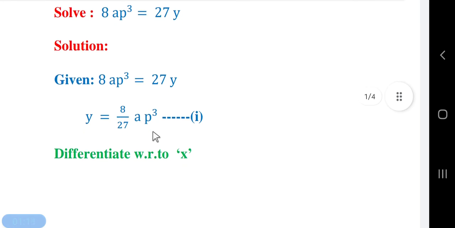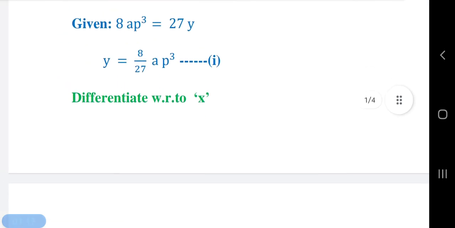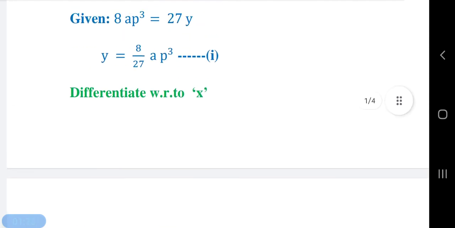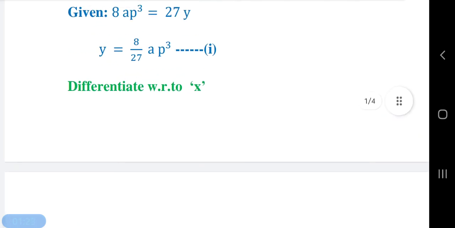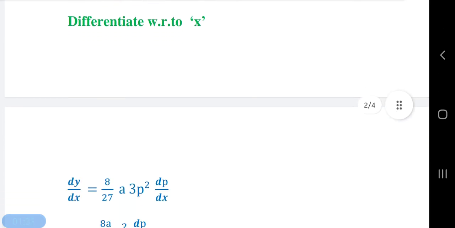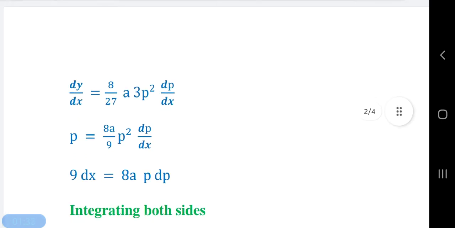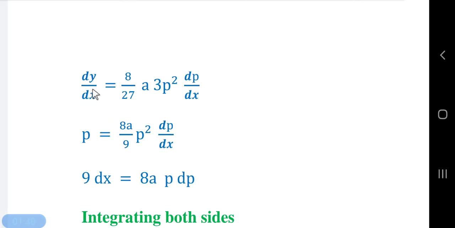Now I differentiate with respect to x. So y becomes dy by dx, and 8 by 27a is a constant, you write it as it is. Then p cube becomes 3p square dp by dx. Now this dy by dx becomes p, remaining the same, others remain the same.